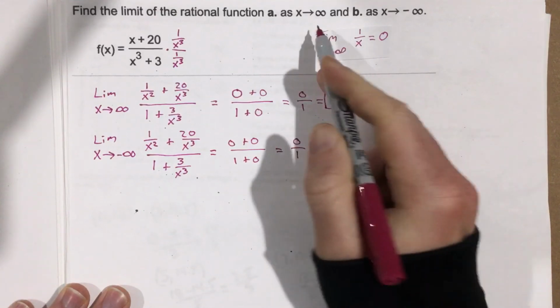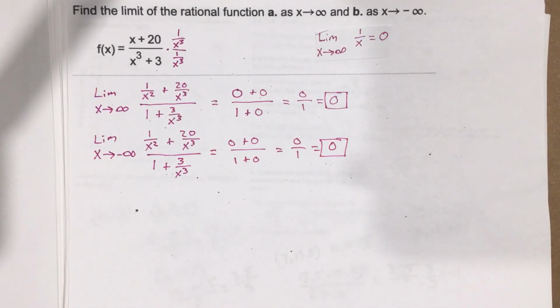So either way, whether you go towards infinity or negative infinity for this problem, you're getting 0 for the limits.